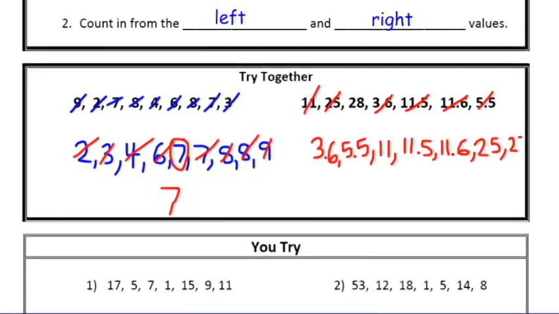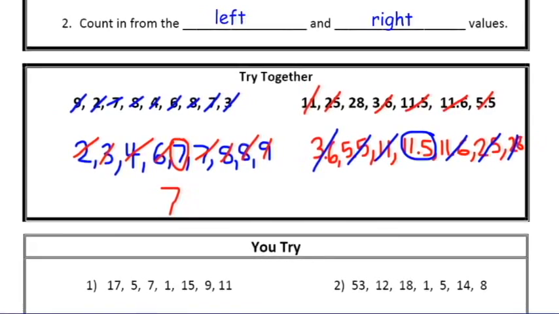Left, right. Left, right. Or use your fingers. Left, right. There's my value in the center. You cannot just count left, right, with the set of values as they're given to you. You have to put them in numeric order. That is the biggest mistake that students make with the median.